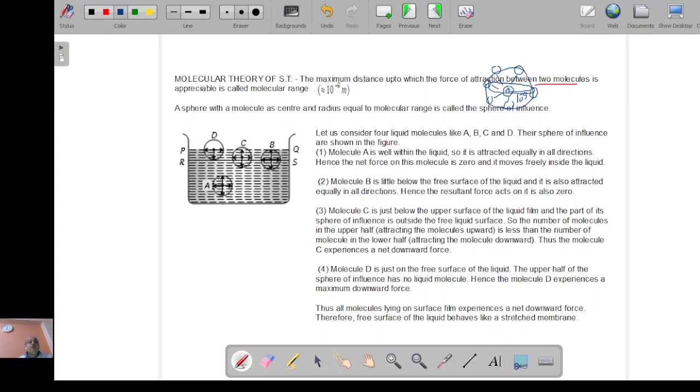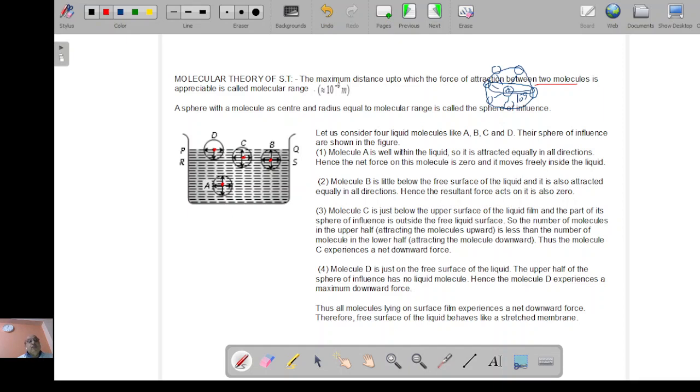Now let us consider we have liquid inside a beaker here, and the molecules are A, B, C and D. These are reference molecules at different places inside the liquid, near the surface of the liquid and on the surface of the liquid.